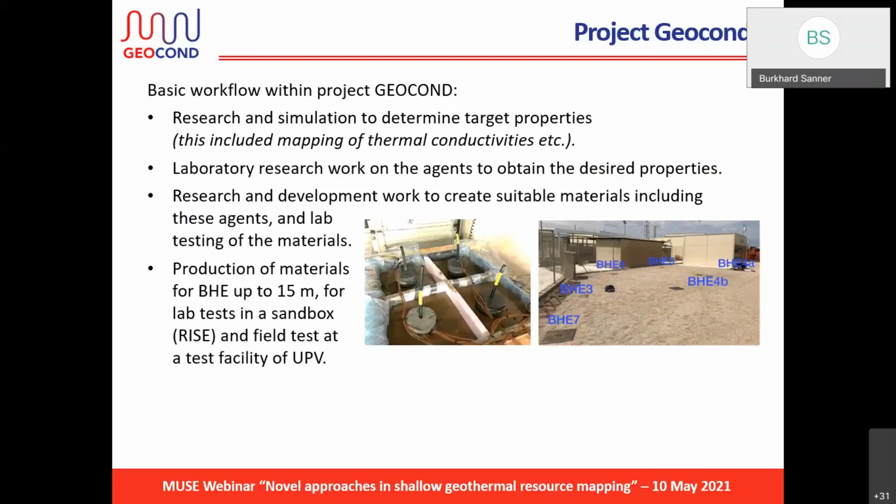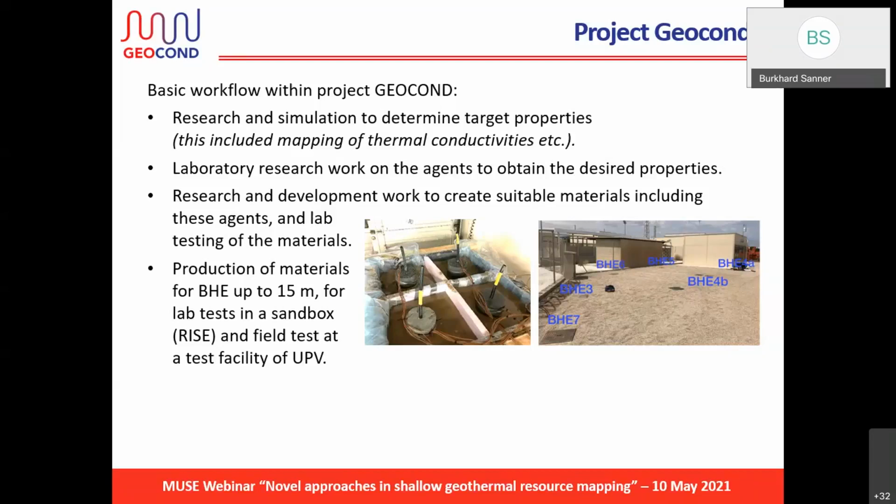Okay. The production of materials for borehole heat exchangers up to 15 meters was the next step. For lab testing in a sandbox, that's about a meter or so, done in Stockholm at RISE, and field testing down to 12, 14 meters in a test facility at the University of Valencia.